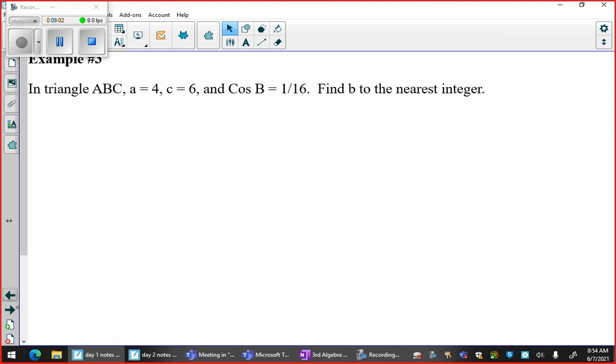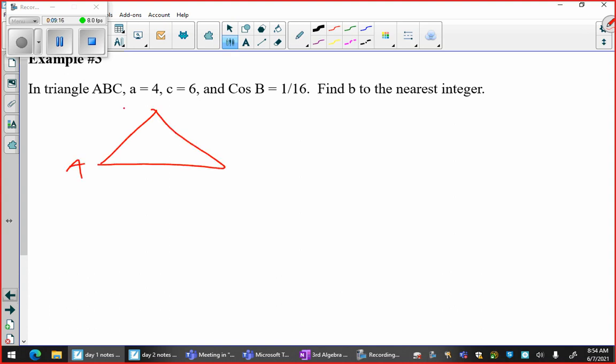All right. Let's do one more. In triangle ABC, little a is 4, little c is 6, cosine of b is 1/16. Find b to the nearest integer. Again, draw any triangle you want and label it any way you want. So 4, 6. This one is cosine of b is 1/16. Find little b. Okay, I have side, angle, side again, so I'm going to plug it right into my formula.